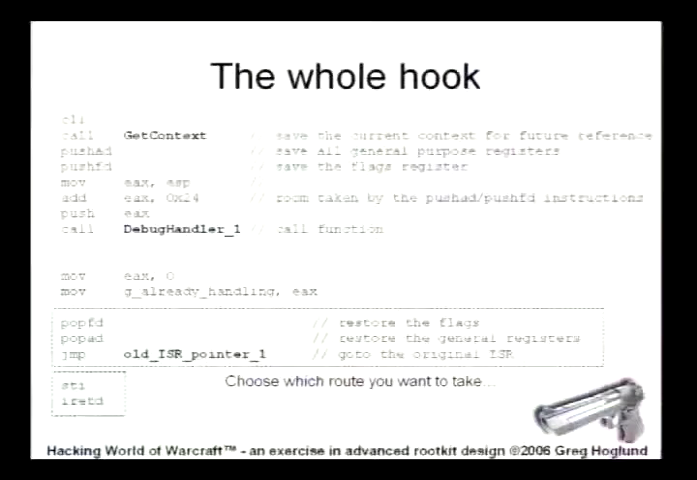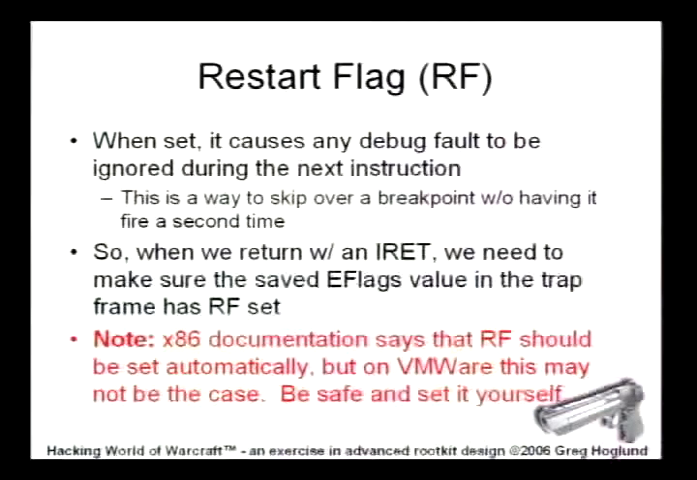So when the interrupt fires, we disable interrupts. We call a routine called getContext that loads all the context up. We call to a debug handler that I've defined. You notice I push ESP on the stack, add 24. That's so that I have a pointer to the trap frame as the main argument to the debug handler. Then when we're done, we set the RF flag. I've noticed some discrepancies in the documentation here. Just set it yourself, even if the documentation says you don't have to.